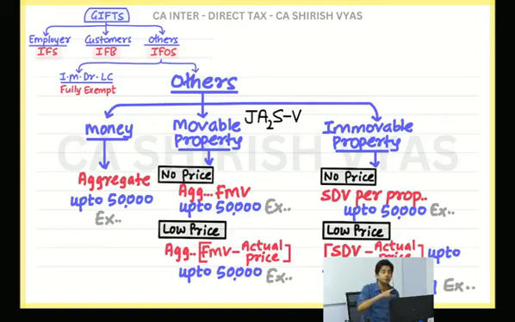Then V stands for virtual digital asset. Cryptocurrency, bitcoins. Have you heard about that? Cryptocurrency, bitcoins, they are called virtual digital asset. Virtual means they are not real. Like this mobile is a real thing, but virtual means it is generated through computer coding. Digital assets, which are called cryptocurrency, bitcoins. So only these items, if you receive as gift, you will be taxed. Why?